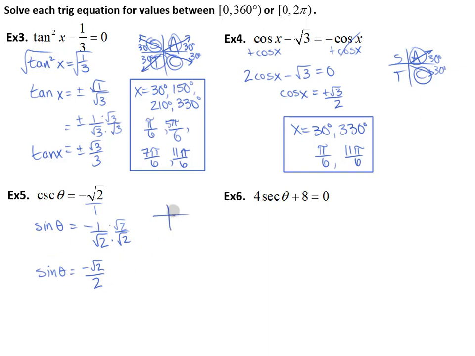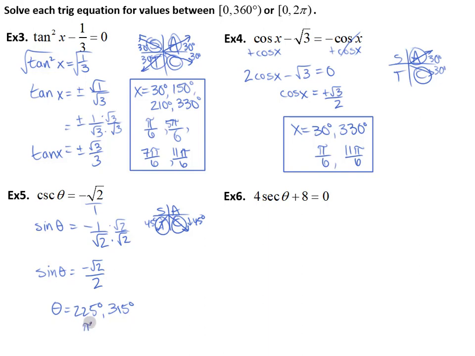So if we do our all students take calculus, where is sine negative, because it's negative root 2 over 2, well, it's negative down here in the bottom two quadrants. And for sine root 2 over 2, that corresponds to your middle finger, if using your reference angle, which is 45 degrees away in each of these quadrants. So let's see, 180 plus 45, that would be 225 in degrees. And 360 minus 45 is 315.